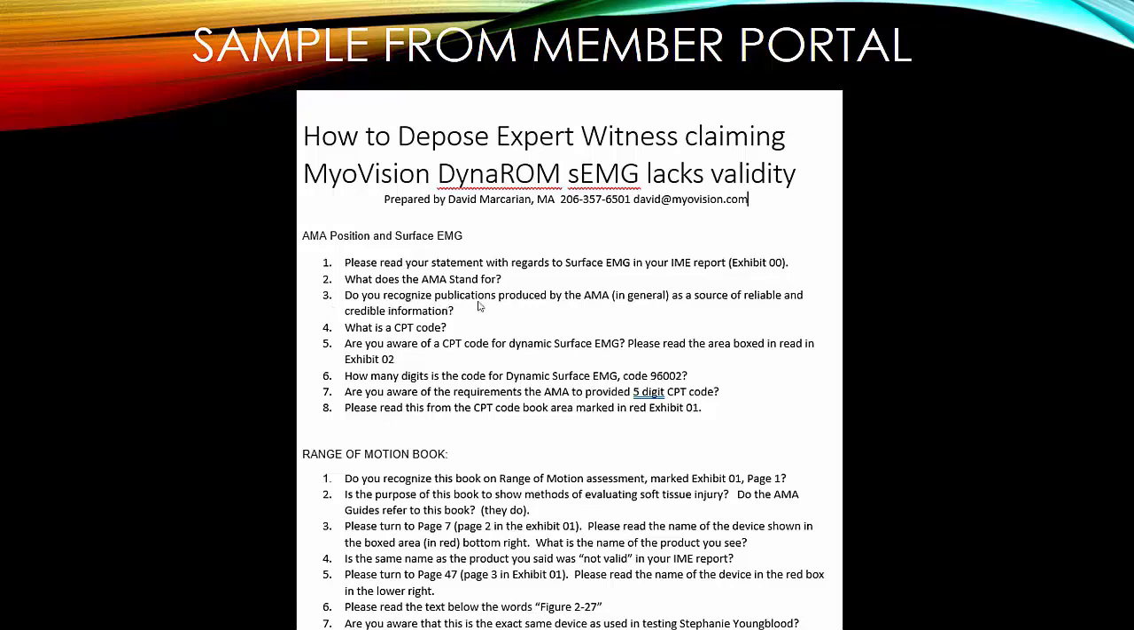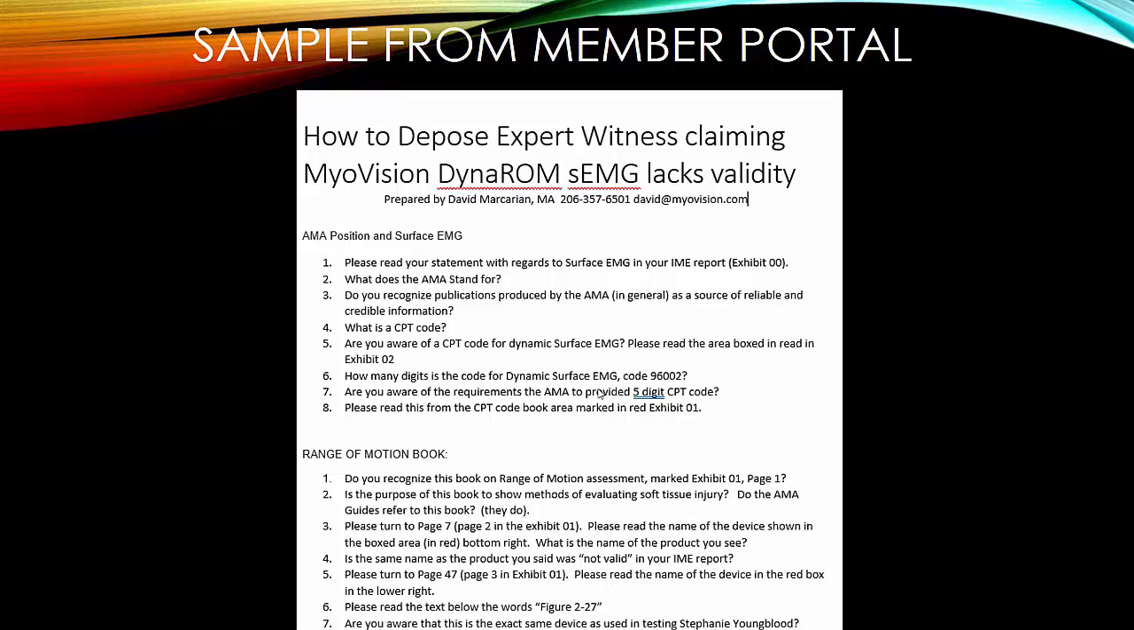Do you recognize publications produced by the AMA in general as a source of reliable and credible information? What is a CPT code? Are you aware of a CPT code for dynamic surface EMG? How many digits is the code for dynamic surface EMG? Are you aware of the requirements for the AMA to provide a 5-digit CPT code? So you can see where we're going, right? It's fantastic. This is why the DynaRom has established a chiropractor as the expert in soft tissue injury evaluation.